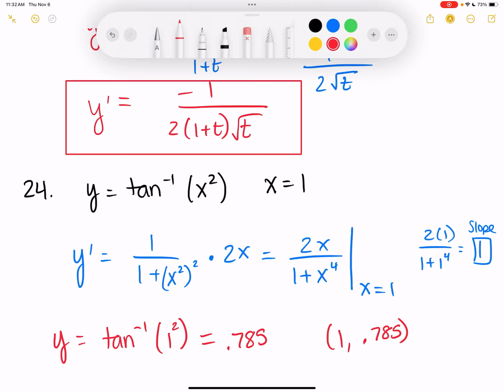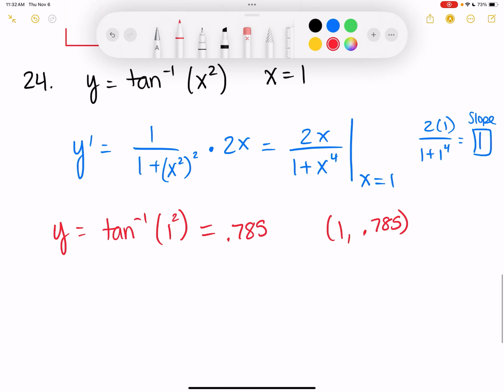Some of them are not that easy to do without your calculator, though this one just happens to be one that's a known value, but some of them aren't. However, the book is using the decimal value when they write the equation of your line. And then you just do it like normal. So y minus 0.785 is equal to 1 times x minus 1.